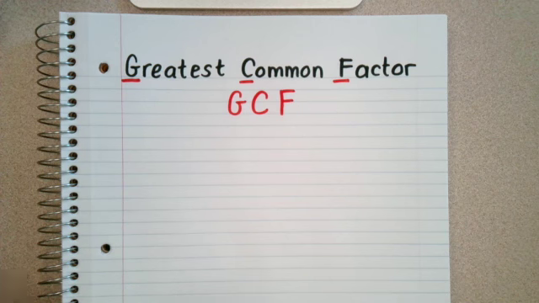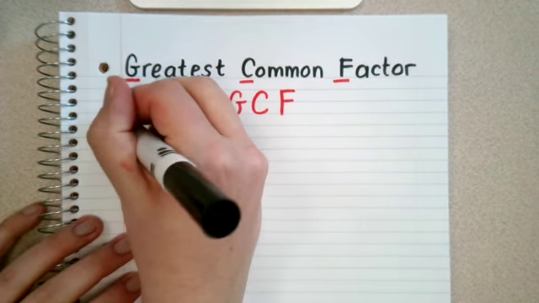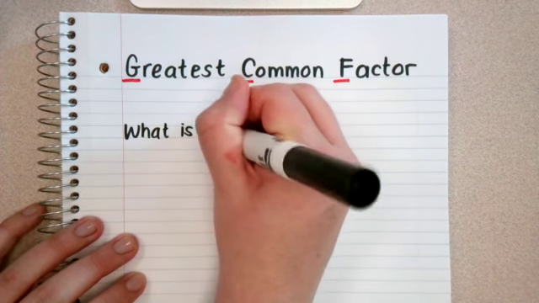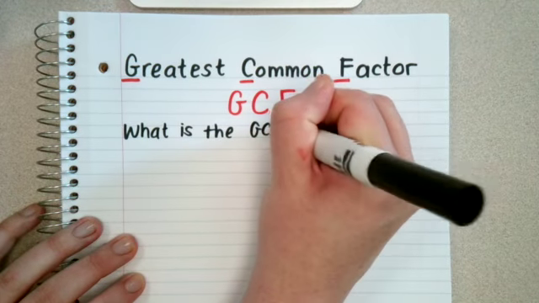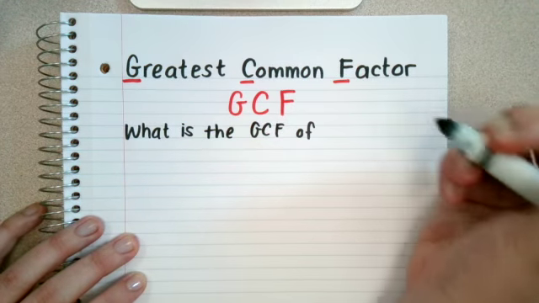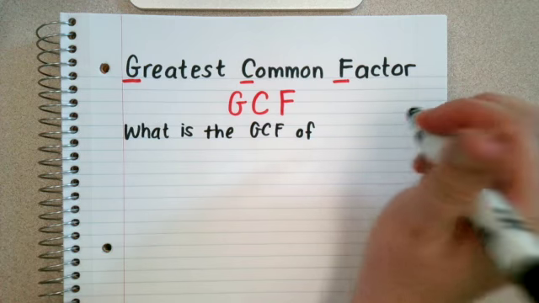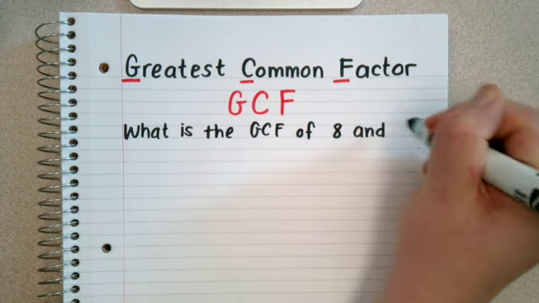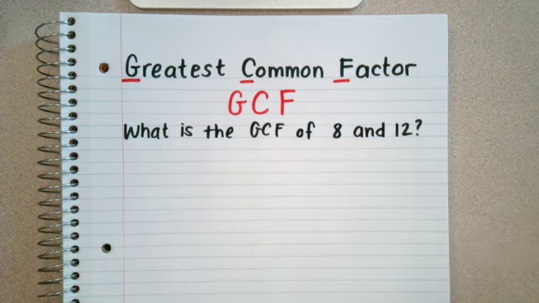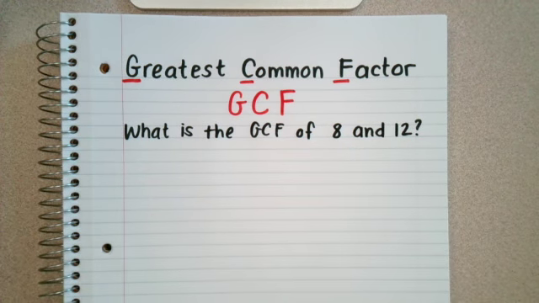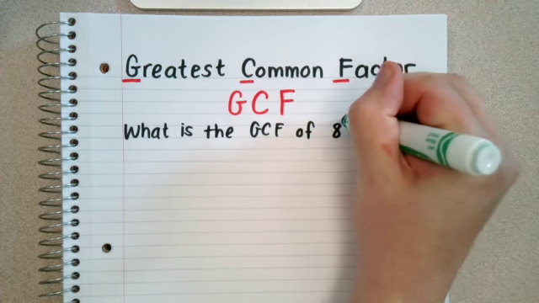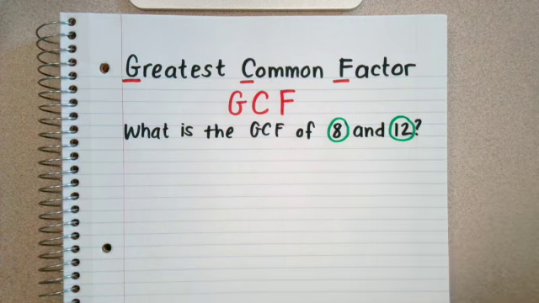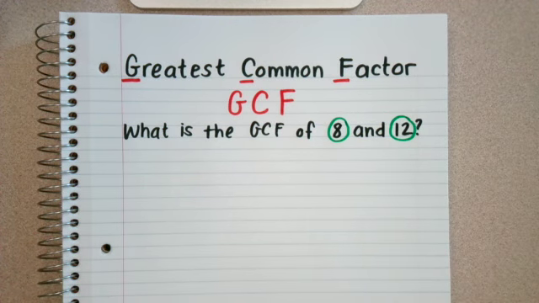So if I want you to tell me what is the GCF of, let's do something simple to start, 8 and 12. Okay, so the first thing I'm going to do is circle the two numbers that I need to find the GCF of. This helps me focus on these two numbers, and now I know exactly what I need to do.